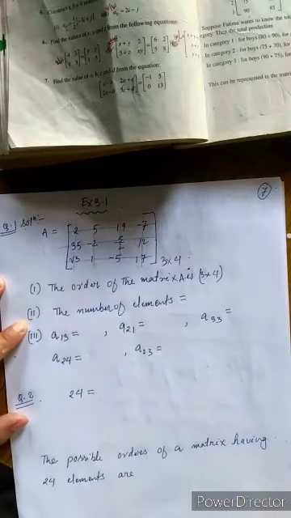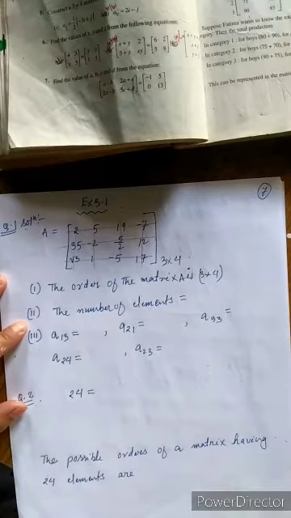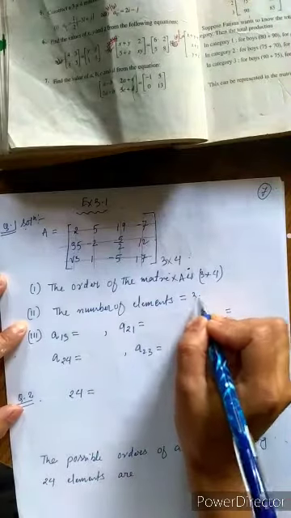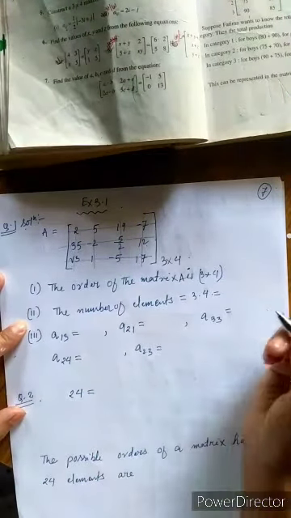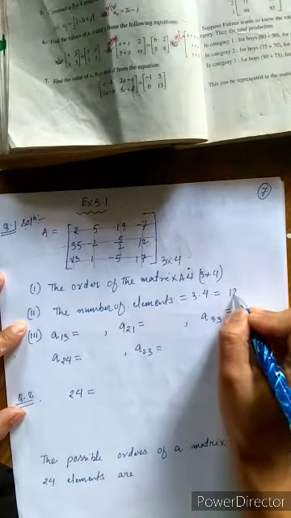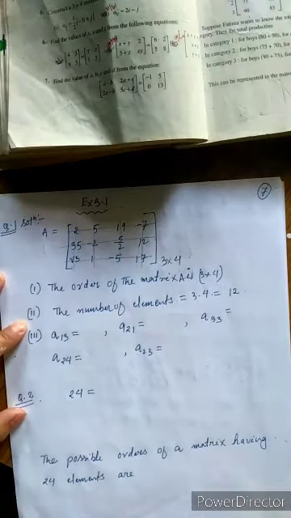Number 2 question is the number of elements. The number of elements of a matrix is given by the product of the number of rows and the number of columns. So find the product of 3 into 4. 3 into 4 is equal to 12. There will be 12 elements in the matrix A.